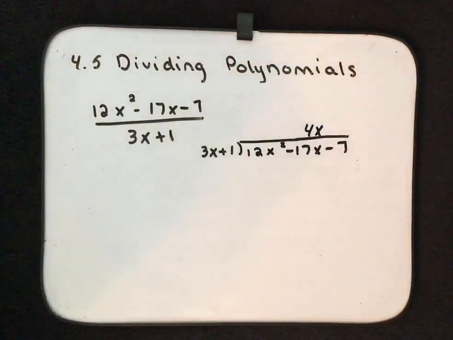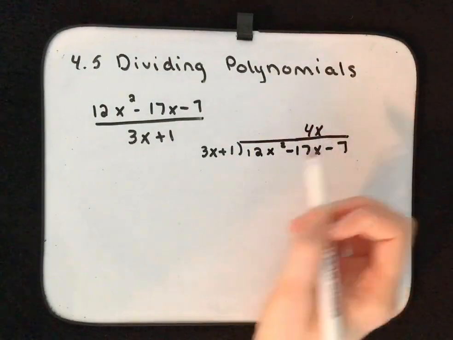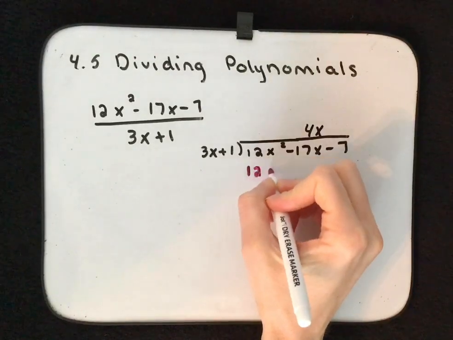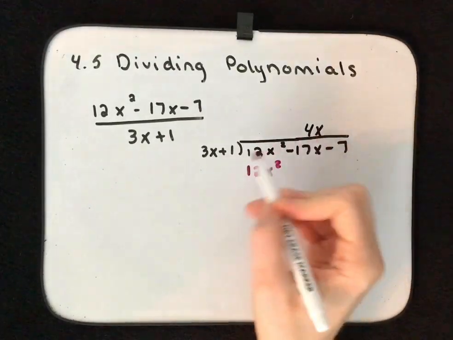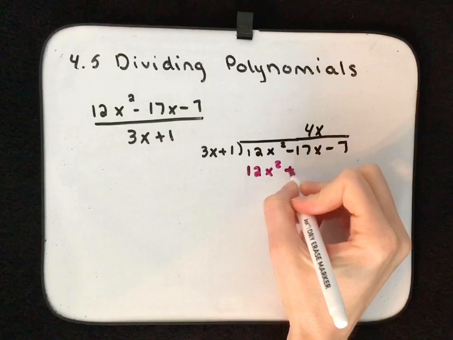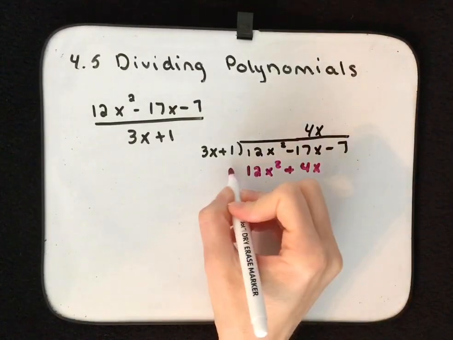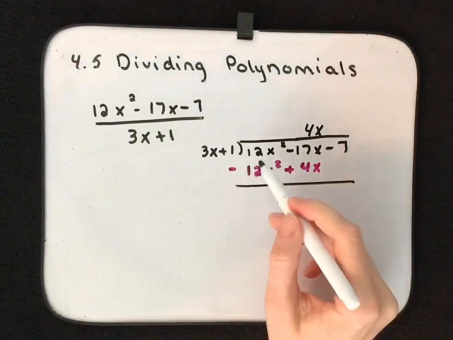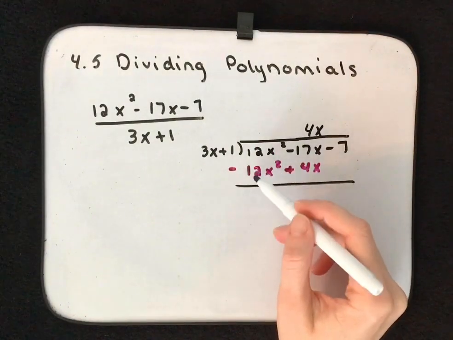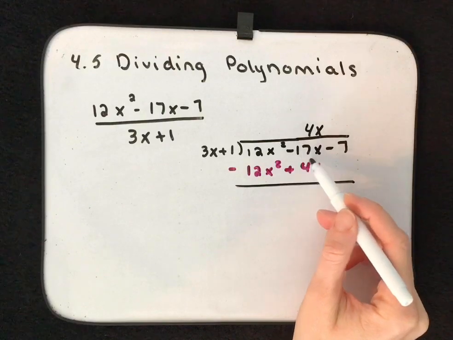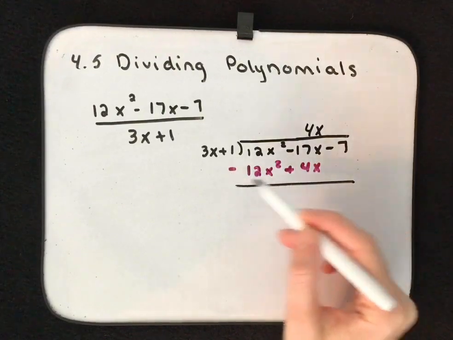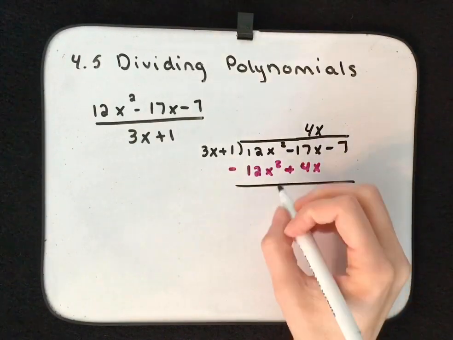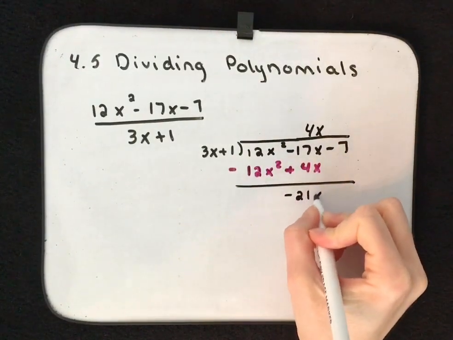Taking our 4x right here, multiplying it right here. 3x times 4x is 12x squared. 4x times positive 1 is positive 4x. We can subtract these, and then we can simplify. 12x squared minus 12x squared is 0. Those cancel out. Negative 17x minus 4x. Don't forget your subtraction out here. Negative 17x minus 4x is negative 21x.